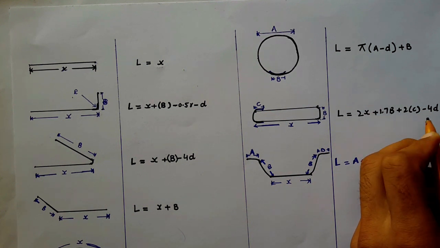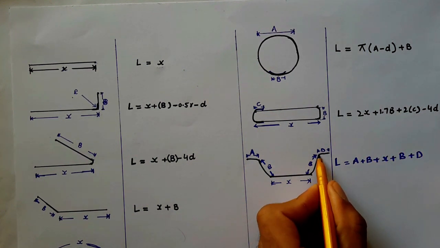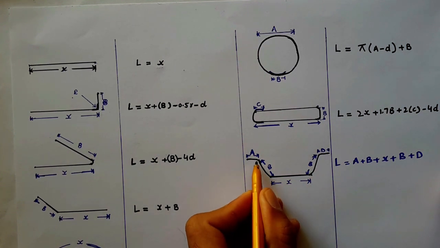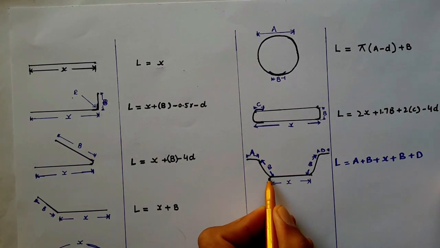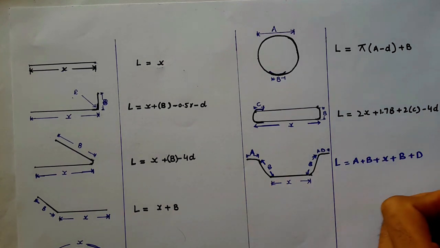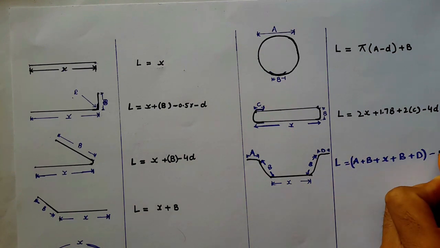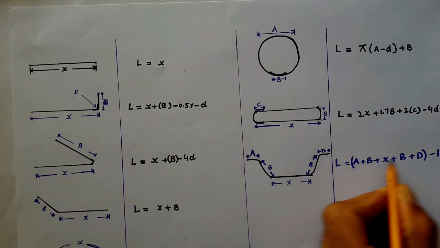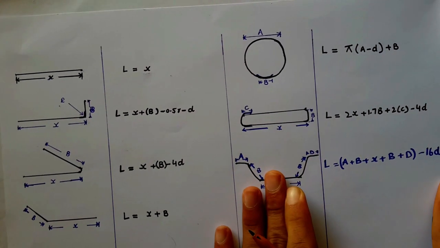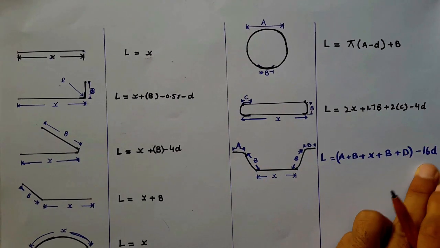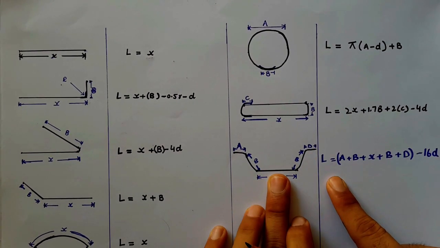So it will come to the formula, because 4 plus 4 is 8, 8 plus 4 is 12, and 12 plus 4 is 16. So subtract from all these 16D. What is D? D is the diameter of steel, this one right here. So 16D. It will give us the cutting length for this shape.